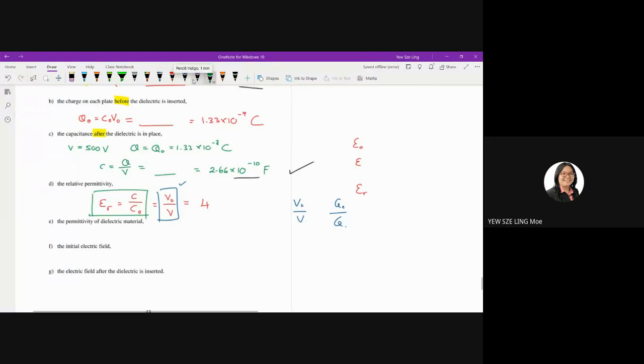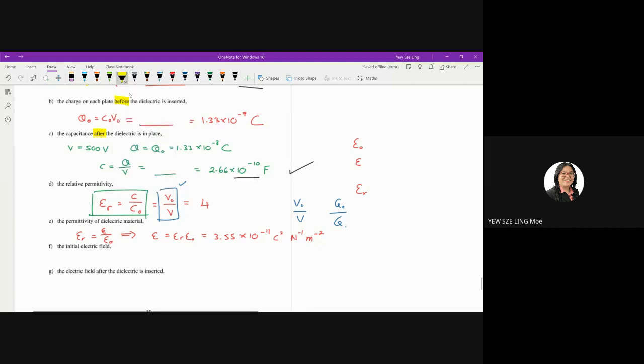So how are we going to calculate it? Well, we know epsilon R is also equal to epsilon over epsilon naught. So rearrange the equation: epsilon is equal to epsilon R times epsilon naught. So it is equal to 3.55 times 10 to the power of negative 11. Now, this one is not dimensionless. It comes with a dimension: C squared N negative 1 m negative 2.